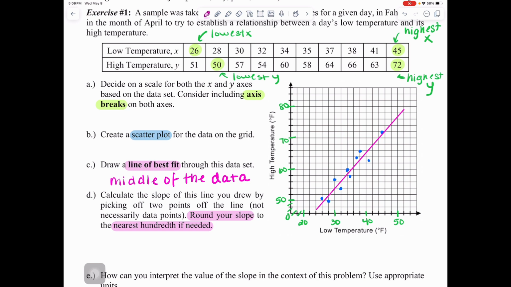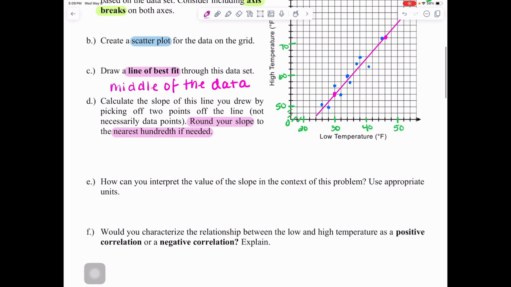So I'm going to pick the point 30, 54, which is right here. And I'll pick the point 46, 72, which is right here. I can find their exact location. They're falling on a nice grid point. So we'll write those down, 30, 54, and then also 46, 72. And we need to calculate the slope for this. So if you recall, slope is the change in y over the change in x, which we can think of as y2 minus y1 over x2 minus x1. That is the slope formula.